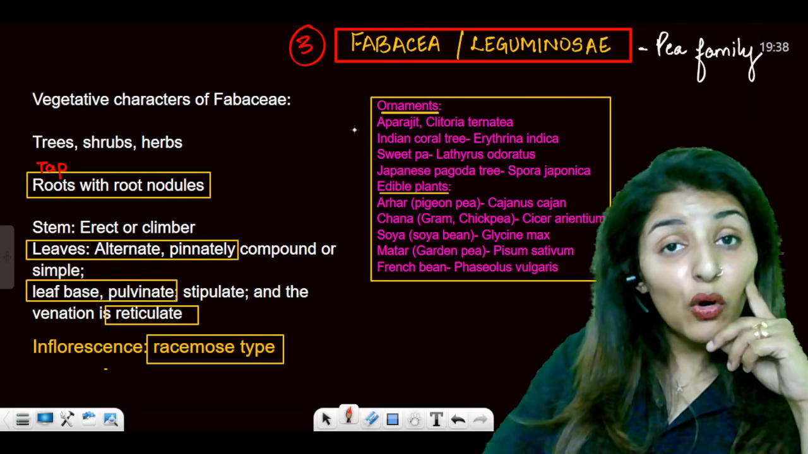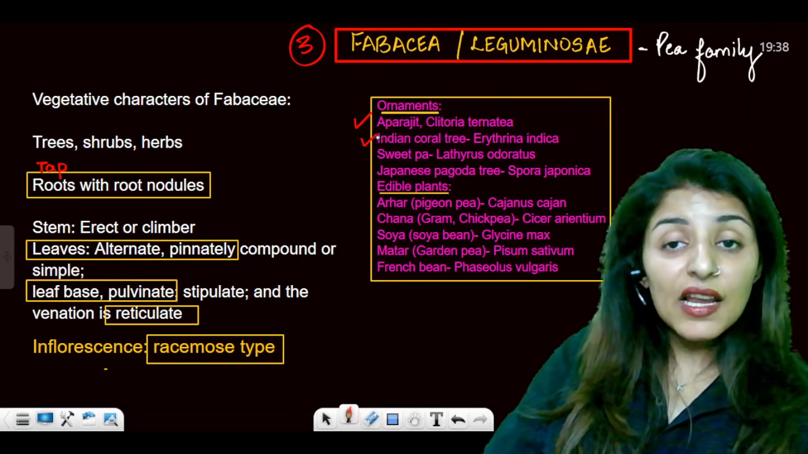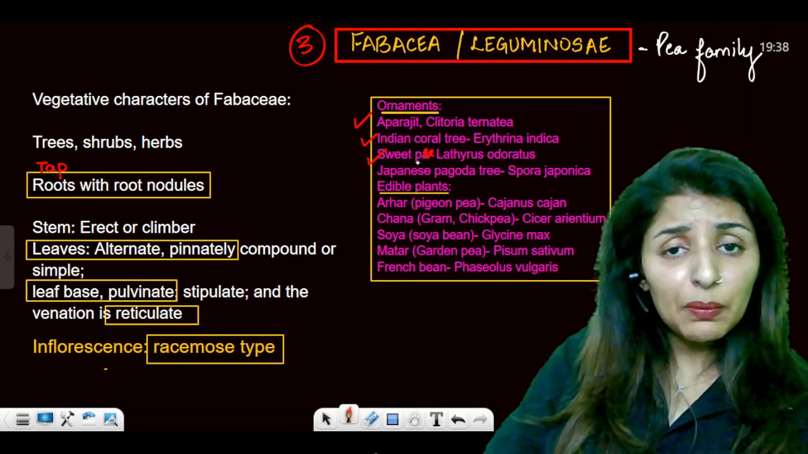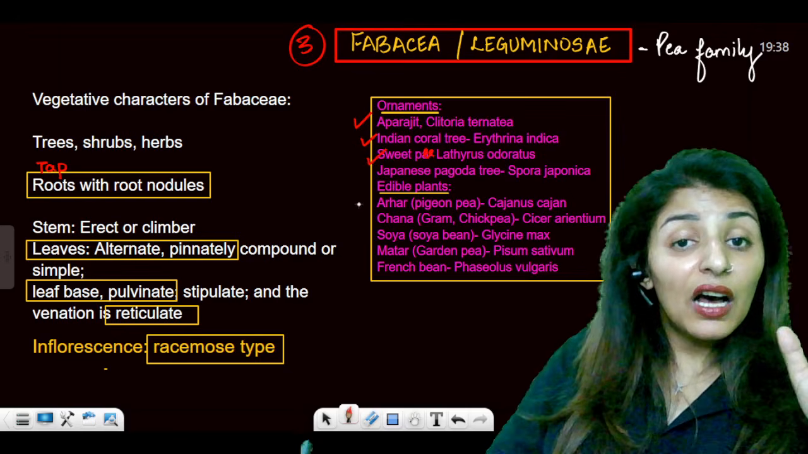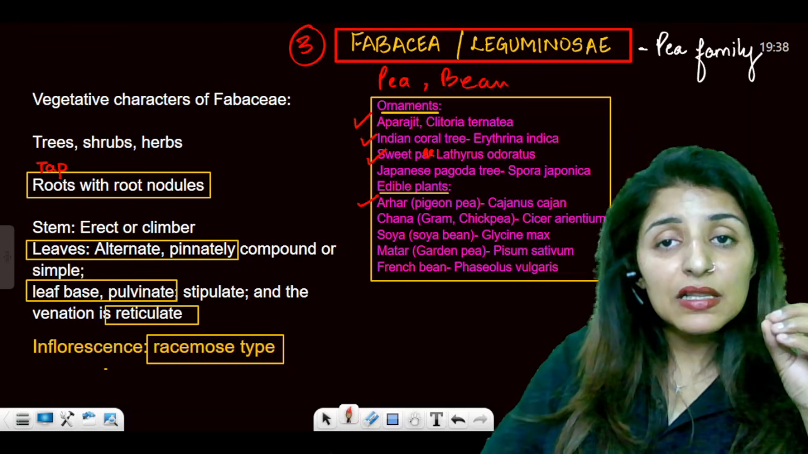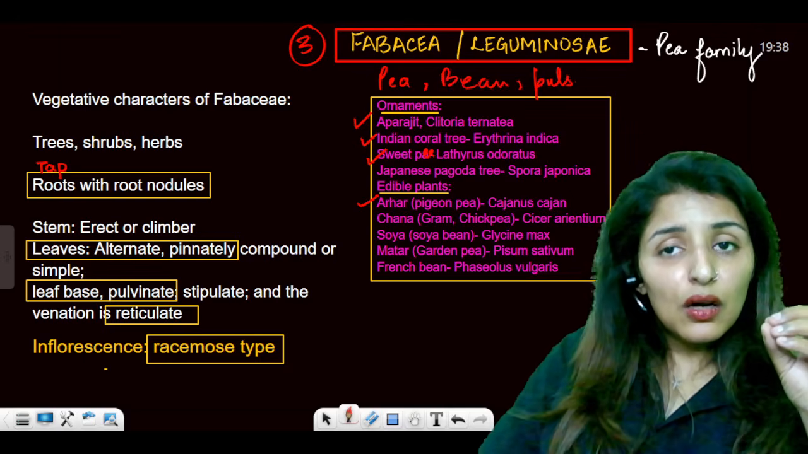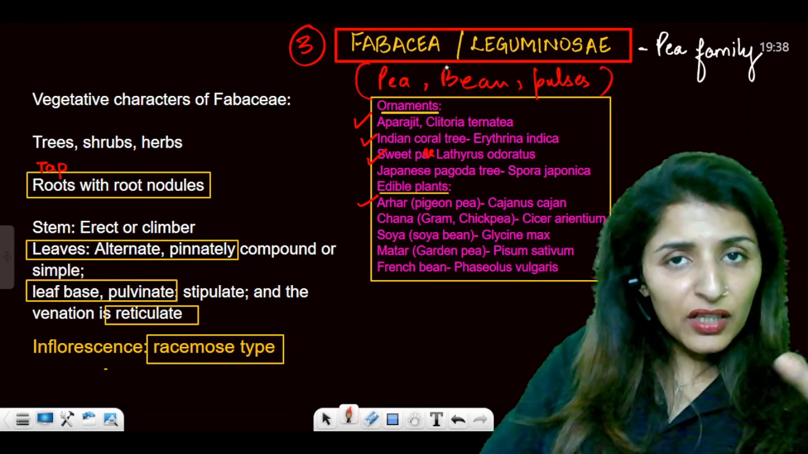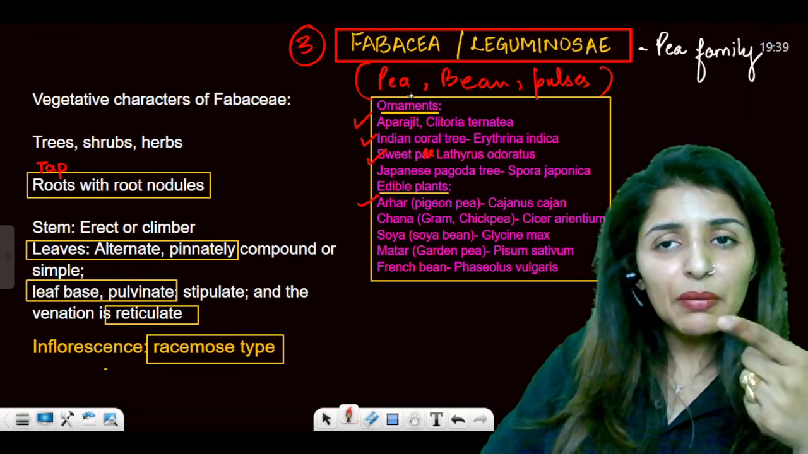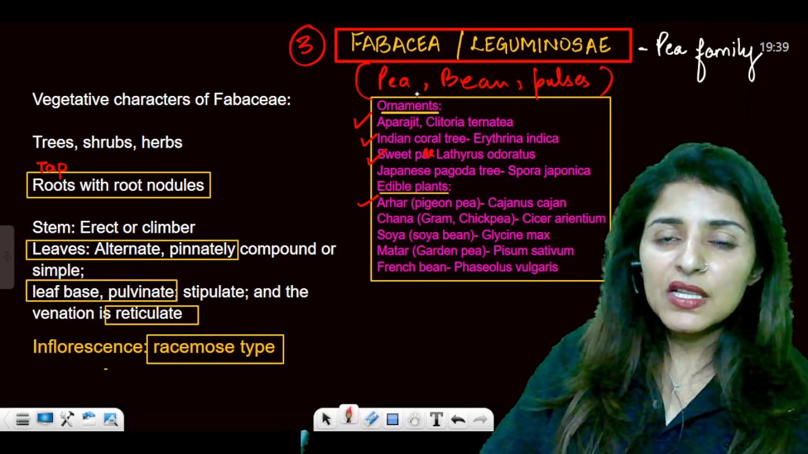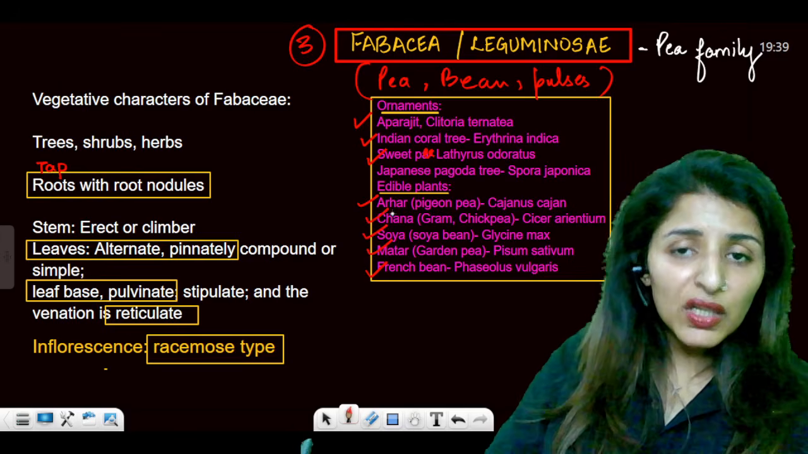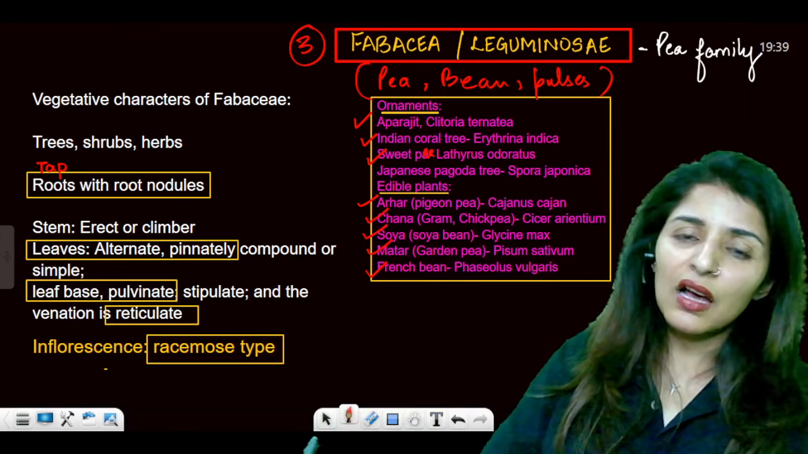Other than these, there are some ornamental plants like Aprajita. You don't have to remember everything. Then sweet pea, right? All the peas, sweet pea, Japanese pagoda tree. Then are all the pulses. See, it is peas, beans, and pulses. Just remember the broad things. Just remember the examples very broadly. All the peas, all the beans, all the pulses, they come under Fabaceae family or Leguminosae. French bean, mutton, garden pea, soya bean, chana, all the dals and pulses are in this family.